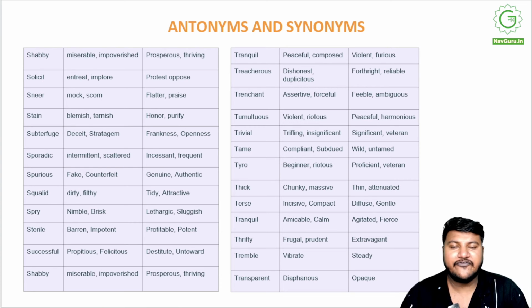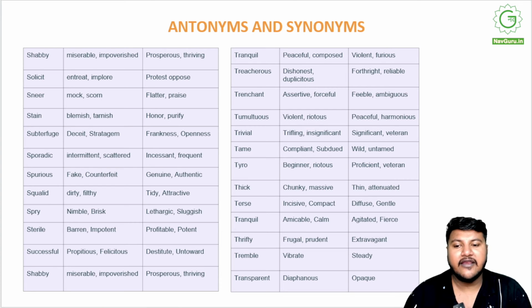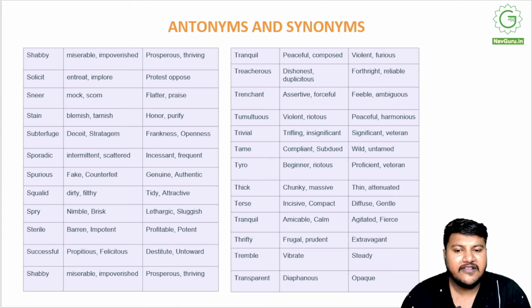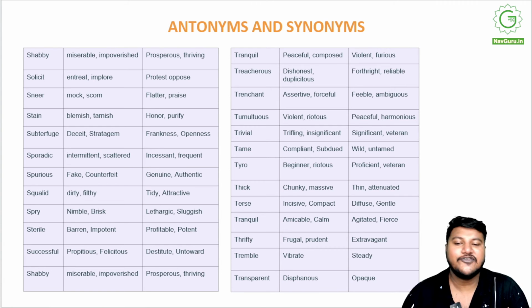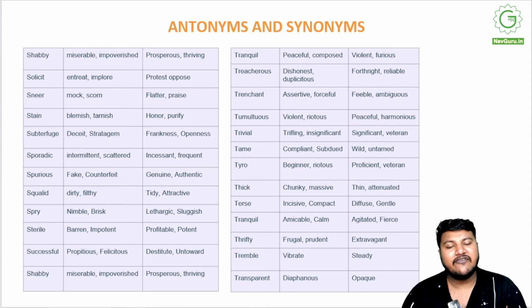Spurious, fake, counterfeit, genuine, authentic, real. Squalid, dirty, filthy, tidy, attractive, neat. Spry, nimble, brisk, lethargic, sluggish, lazy. Sterile, barren, impotent, profitable, potent. Successful, propitious, felicitous, and its opposite would be destitute and untoward. Shabby, that is miserable and impoverished, its opposite would be prosperous and thriving.